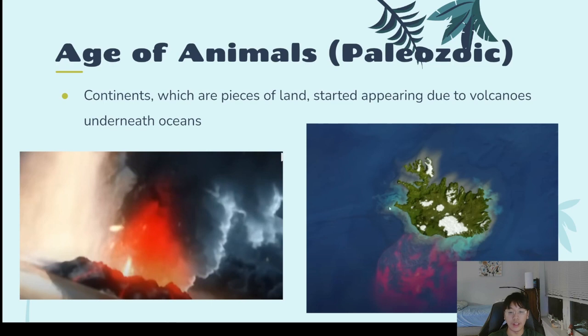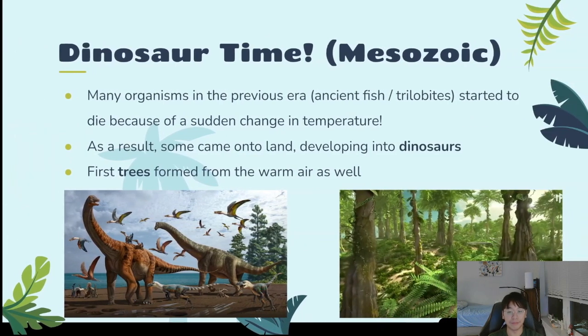So you can see an island formed from a volcano underneath. A volcano is basically like a mountain that erupts and shoots out magma and lava, and that forms the land again. Now let's move on.